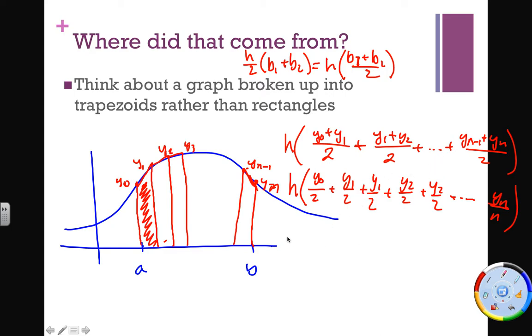Well, you might be seeing this now. If I took h times y sub 0 over 2, I would end up with, well, if I have half of something and add another half of something, I'm just going to get the full thing. Plus dot, dot, dot, all the way out to y sub n over 2.